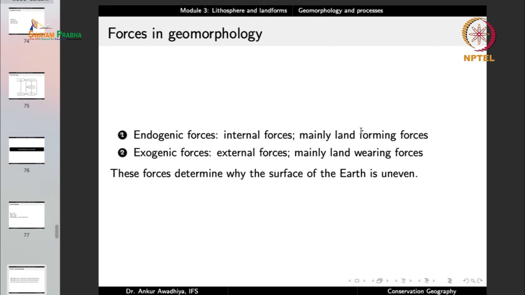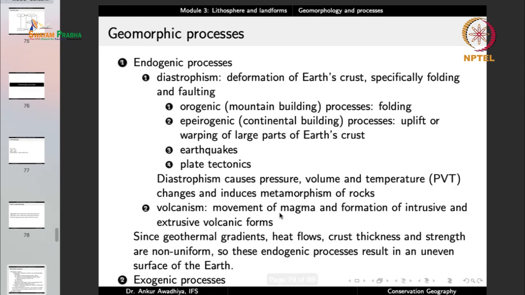The internal forces are mainly land forming forces, and the external forces are mainly land wearing forces, and they determine why the surface of the Earth is uneven. And we looked at different geomorphic processes. In the case of endogenic processes, we looked at diastrophism, which is deformation of the Earth's crust, especially folding and faulting. It may result in the formation of mountains, formation of continents, or earthquakes, or plate tectonics.